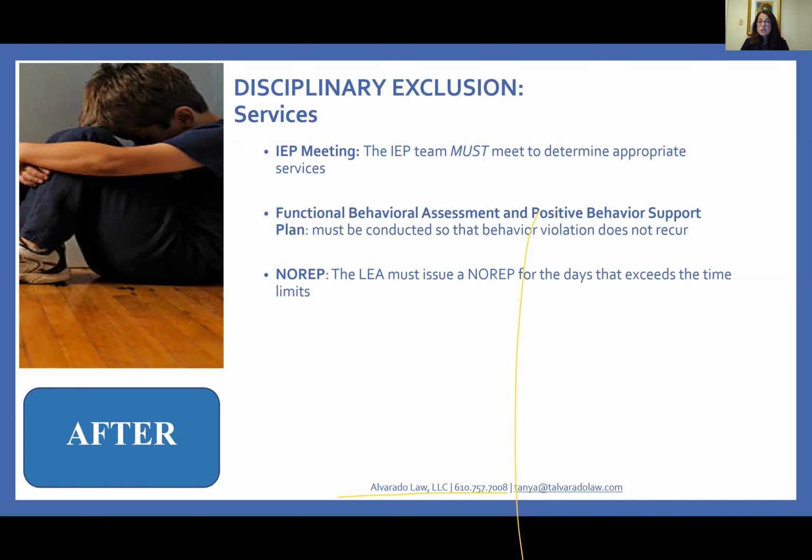They also must determine whether the behavior support plan might be fine, but maybe they're not implementing it. These are the types of considerations that have to occur at this meeting. They address the IEP, and they should be addressing the positive behavior support plan, because we're talking about behavioral issues. The school district has to issue a NORAP at that point. And these are all the protections that come in just when you hit that limit.